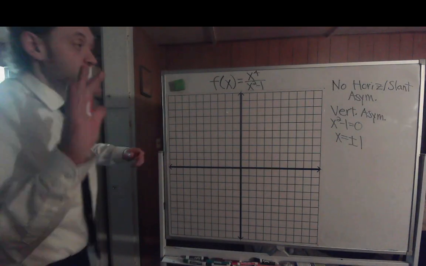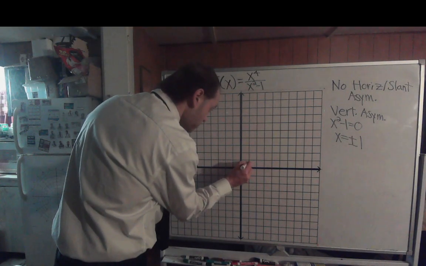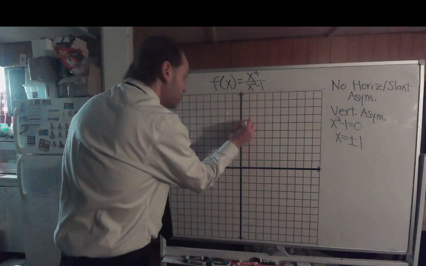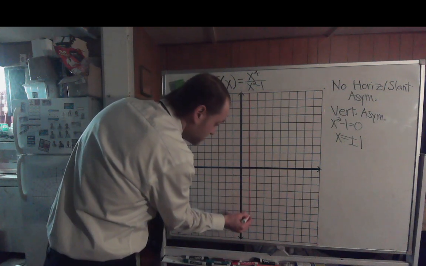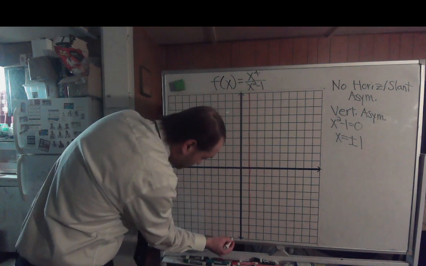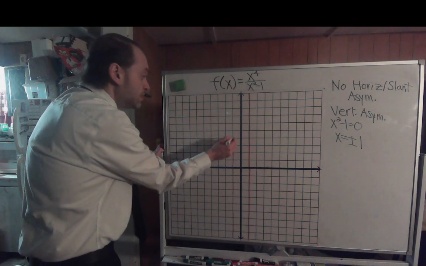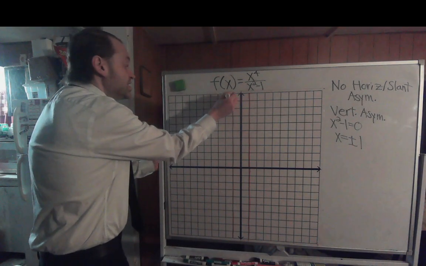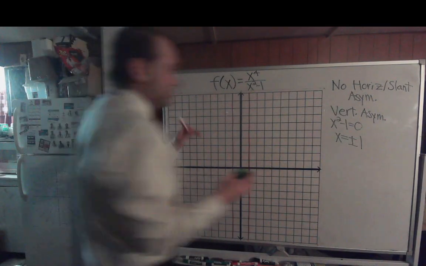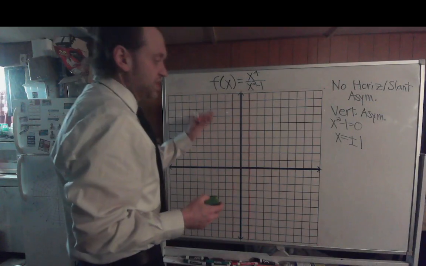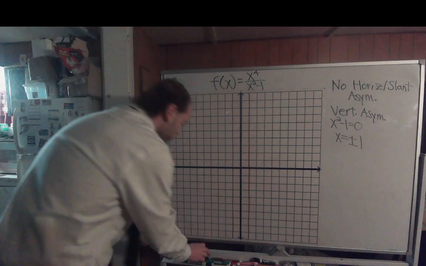But anyway, you have your vertical asymptotes where x equals both positive 1 and negative 1. So I'm just going to plot the two of those real quick. It's going to be very interesting not having a horizontal or slant asymptote. You just have two verticals. So let's go ahead and start plotting some points.